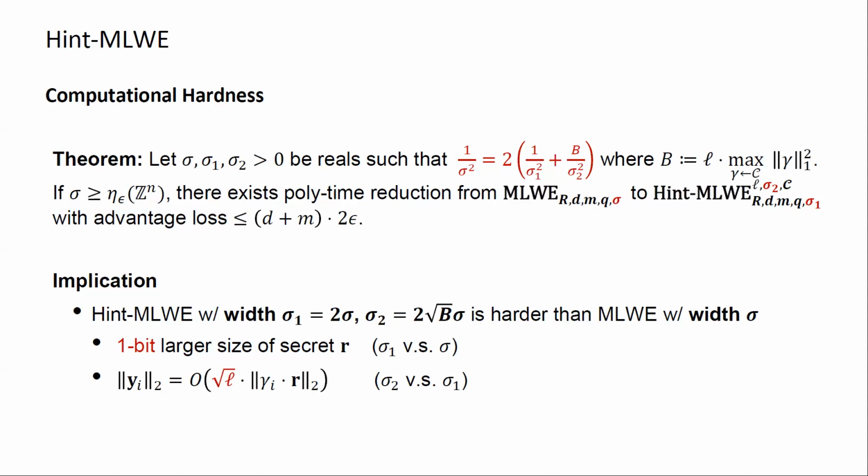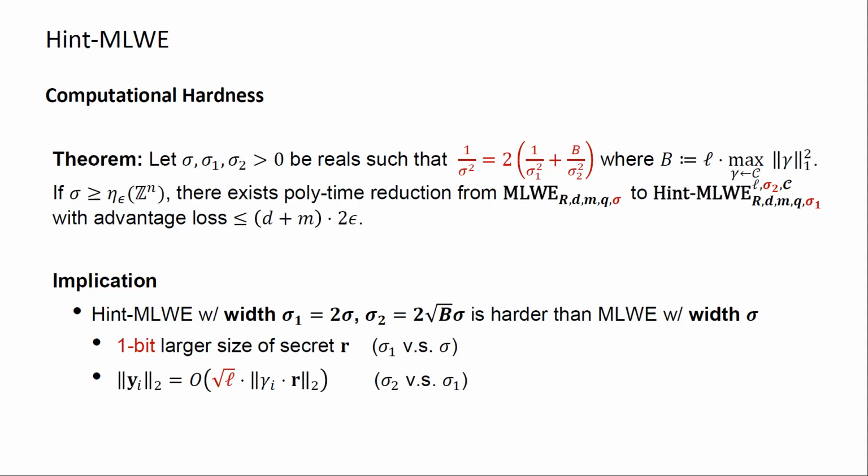So what is the implication of this theorem? Because the theorem itself does not imply anything, right? Let's think of a very simple case. Let's set sigma 1 equal to 2 sigma, and sigma 2 equal to 2 square root of B times sigma. Then you can easily check that the condition of this theorem, highlighted in red, holds. So let's think about what these two equations mean.